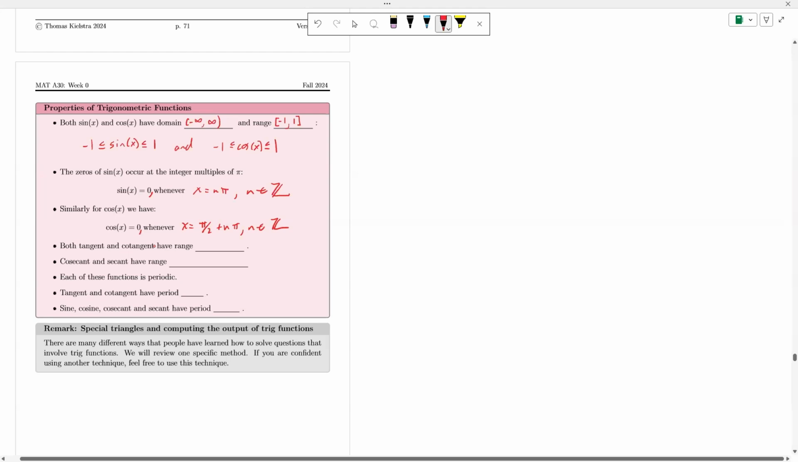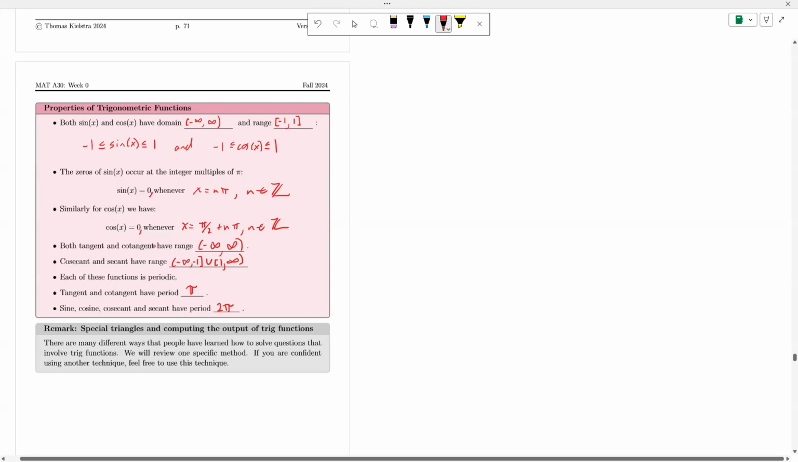Now, both tangent and cotangent have a range of -infinity to infinity. So they can output any number. And cosecant and secant have a range of -infinity to -1 inclusive, unioned with 1 to infinity. Each of these functions is periodic. Tangent and cotangent have a period of pi, while sine, cosine, cosecant, and secant have a period of 2 pi.